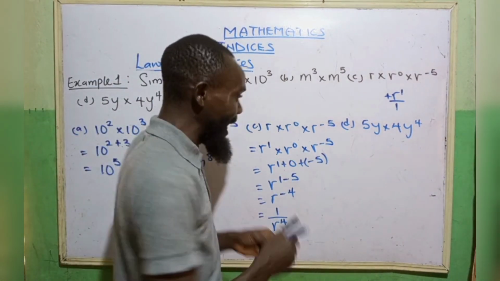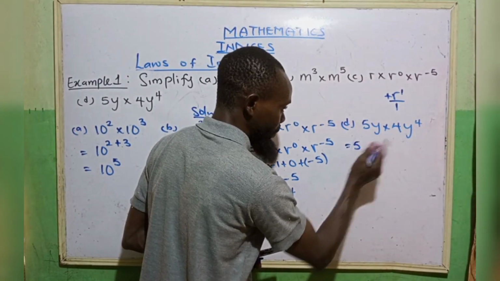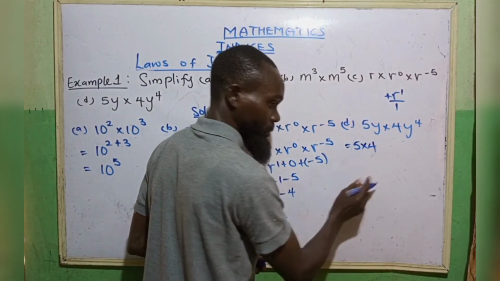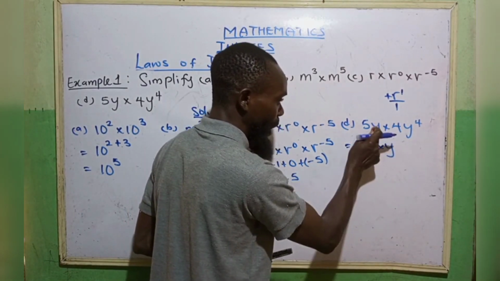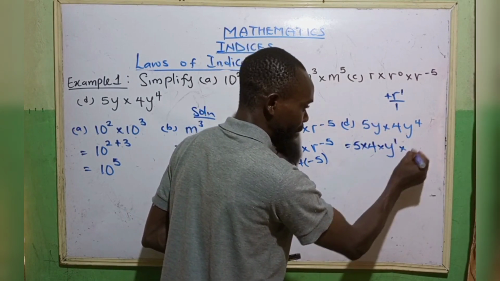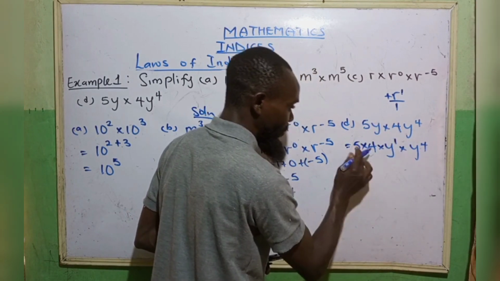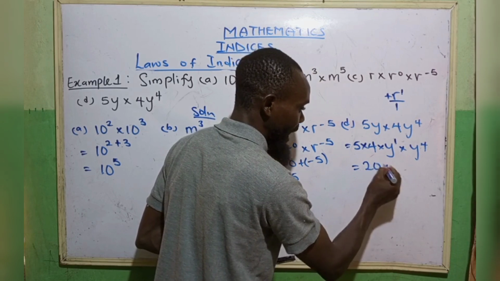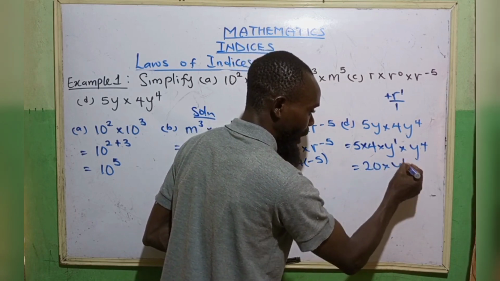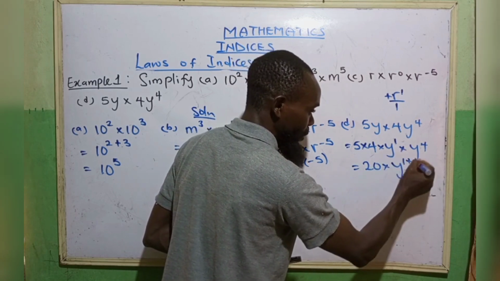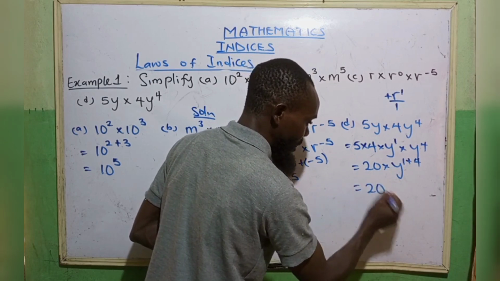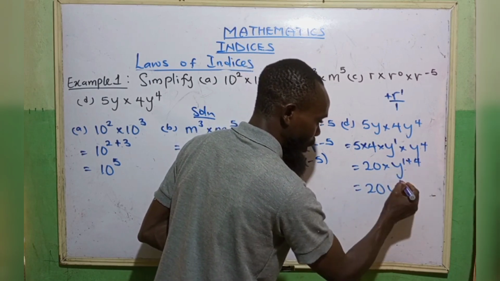First, take the coefficients out. We have 5 multiplied by 4. Then times y. So this y we have raised to power 1 times y raised to power 4. So we now have 5 times 4, 20 times, pick one y raised to power 1. Multiplication changes to addition. So we have 20 y raised to power 1 plus 4, we have what? 5.